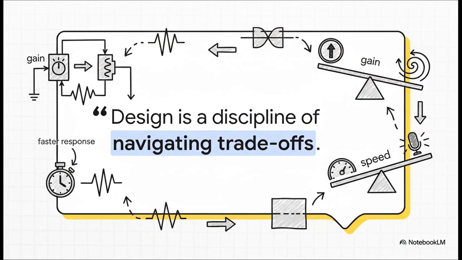And all of this really brings us to the core truth of, well, all engineering, but especially amplifier design. It is a constant balancing act. You might want more gain, but that can push your circuit closer to instability. You might want a faster response, but that can make it more sensitive to noise. You can't have it all. Every single choice is a trade-off.